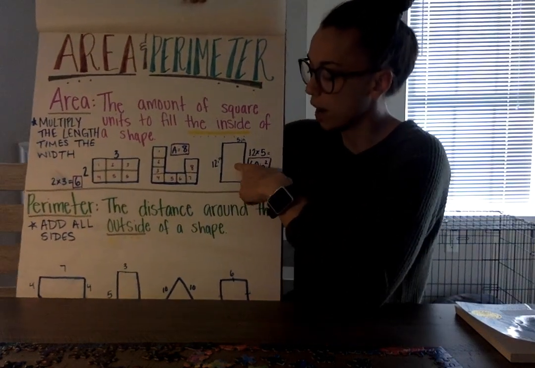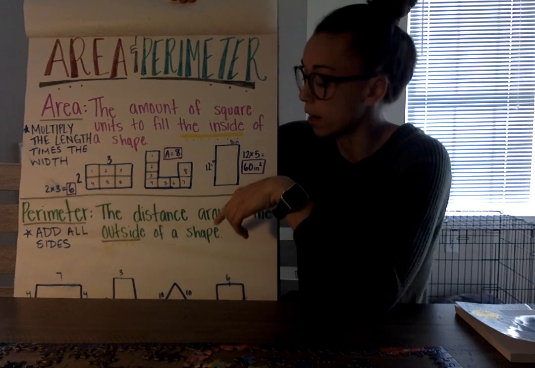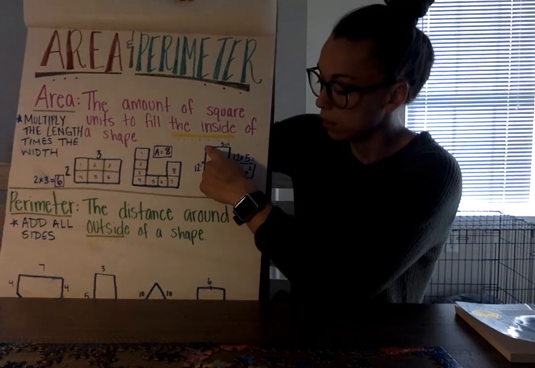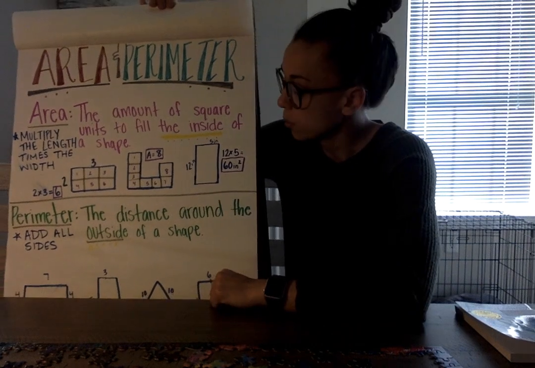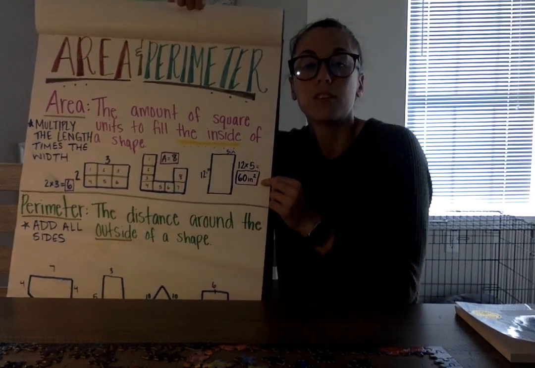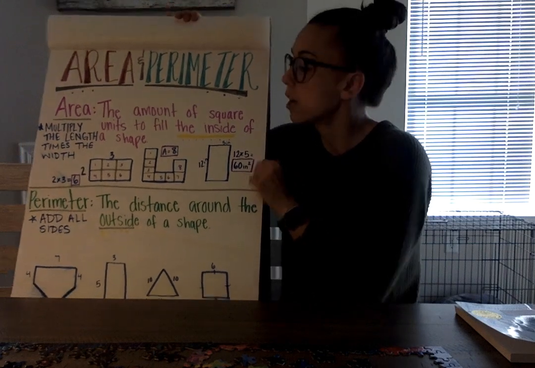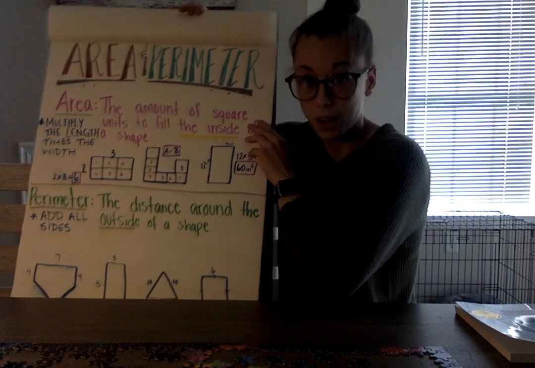And then we have our regular old rectangle that is not broken up into squares, and we see that the length is 12 inches, the width is 5. So we do our formula of 12 times 5, which is going to give us 60 inches squared. We've worked on this some in class, so I hope that this is a review for you guys.